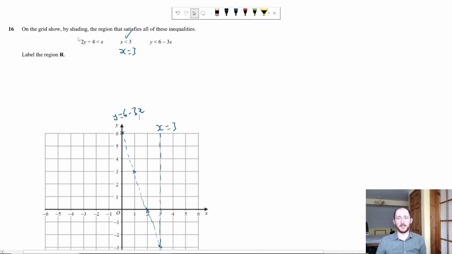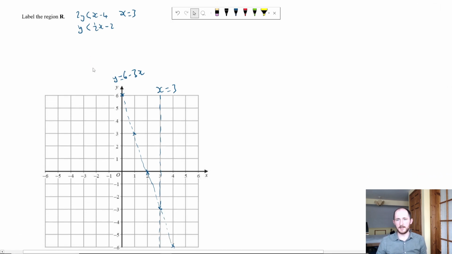For this one, we actually need to do a little bit of legwork. We need to rearrange it so it's y is less than a bunch of stuff. So I'm going to move the 4 over, so we get 2y less than x minus 4. Divide both sides by 2, you get y less than a half x minus 2. Again, it's less than, not equal to, so we're doing a dotted line. If it is equal to, you use a solid line. Minus 2, so let's put a little x there. And then what this is telling me is every 1 to the right I go, I only go half a square up. So in other words, I have to go 2 to the right to go 1 up.